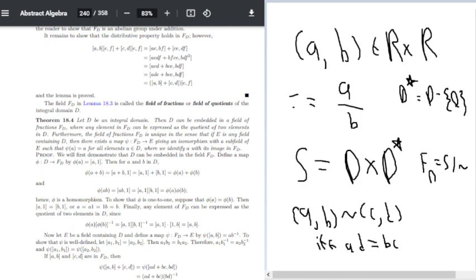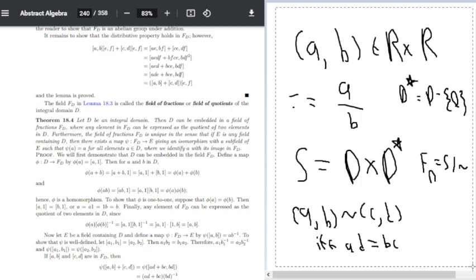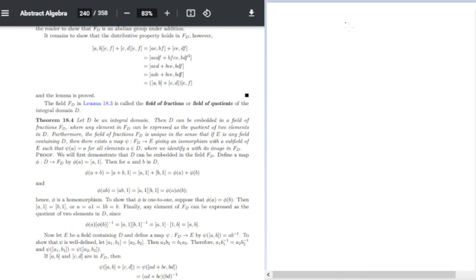Furthermore, the field of fractions FD is unique in the sense that if E is any field containing D, then there is a map psi from FD to E giving an isomorphism with a subfield of E such that psi(a) = a for all elements a in D, where I identify an element a with its image in FD. So what this is basically saying is that suppose we have D.